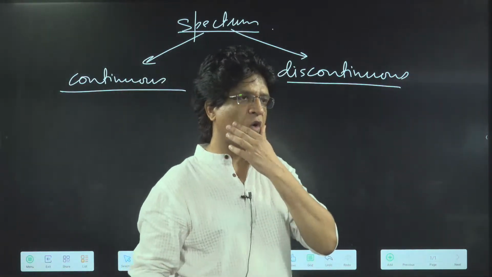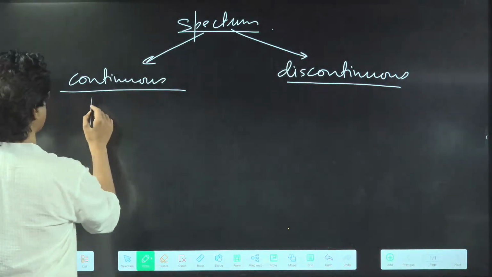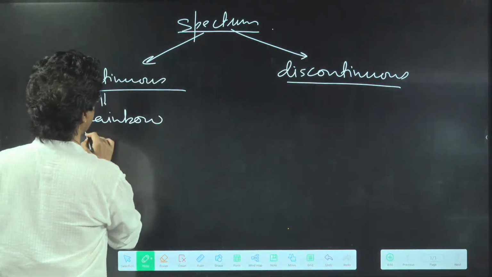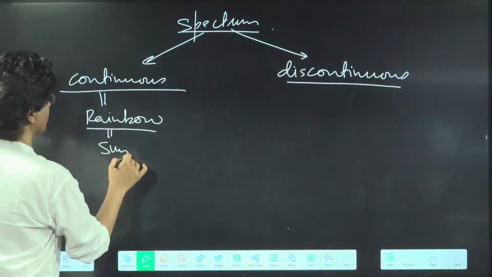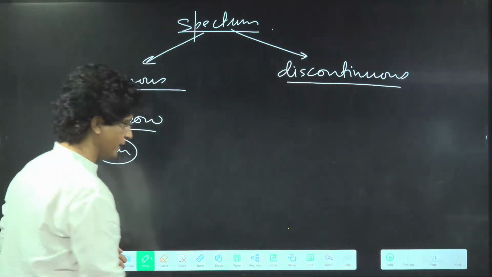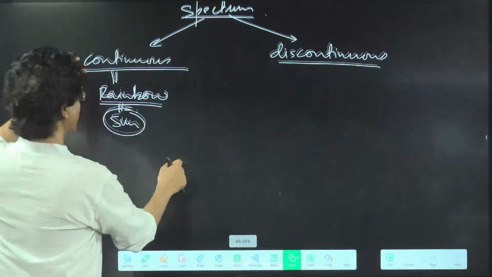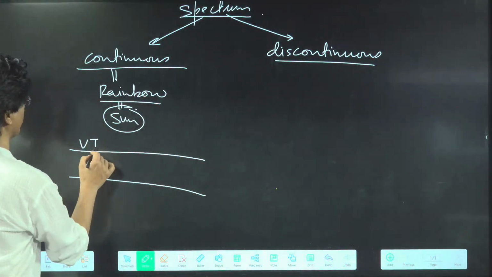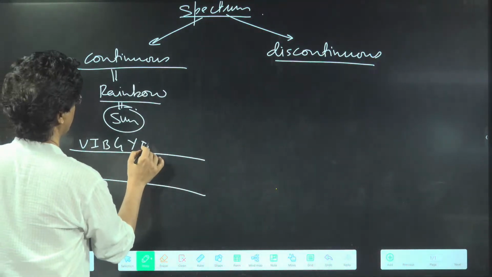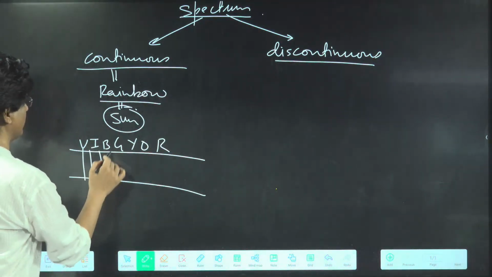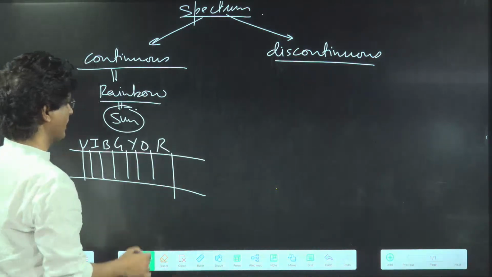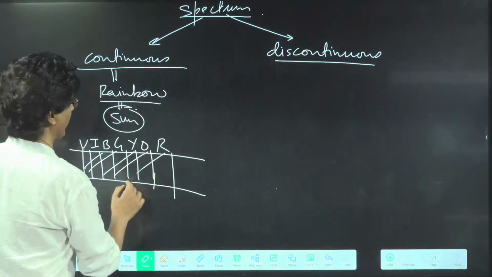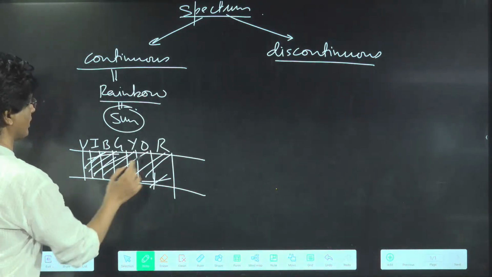So when I say continuous spectrum, it seems like a rainbow, which you see coming from the sun when the sunlight is dispersed. Over here, it's not that tough. You will find all the colors, VIBGYOR, and all the colors, one after the other, will blend. There is no discontinuity. There is a single band as such, without any discontinuity.